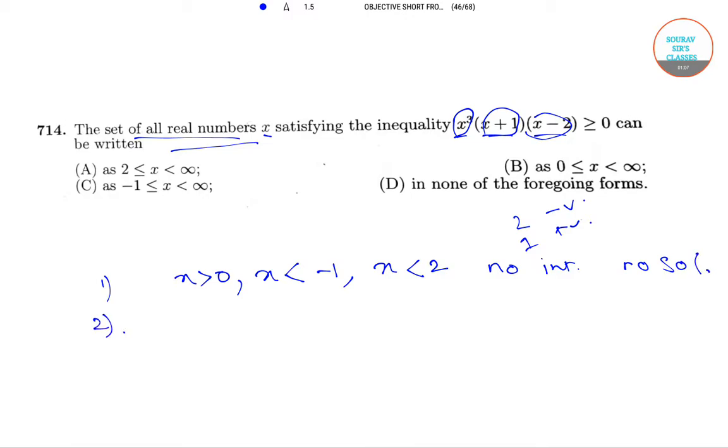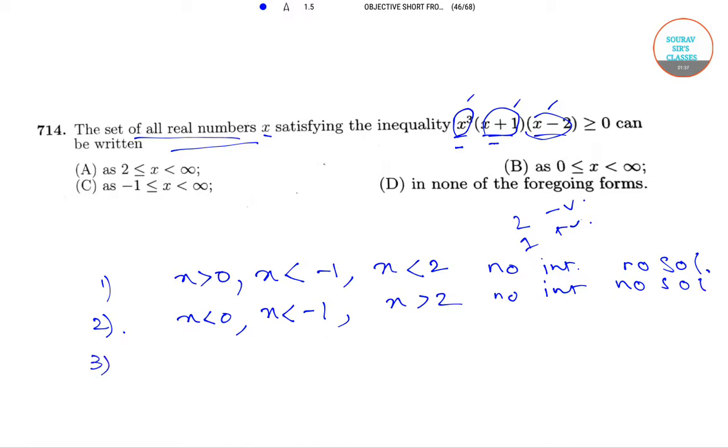The next condition could be that the first two parts are negative and the third part is positive. So x less than 0, x less than minus 1 and x greater than 2. This also has no intersection points, so it has no solution.